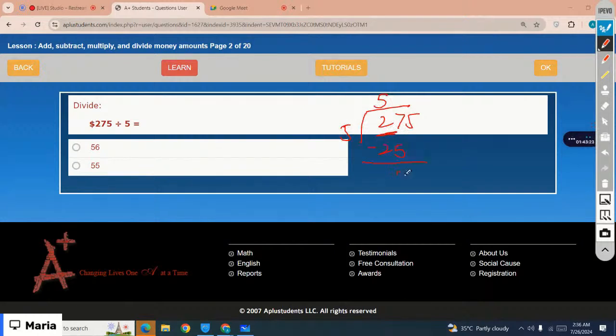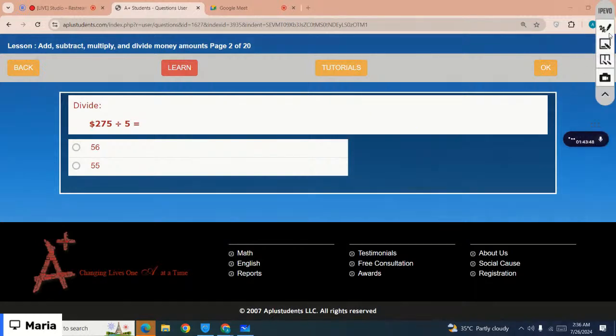7 take away 5 is 2. Bring the other 5 down. Again, you need to count a table of 5 until 25. So 5 times what number is 25? 5 times 5 is 25. So option number 2 is the correct option. 275 divided by 5 is 55. Option number 2 is the correct option. Got it?